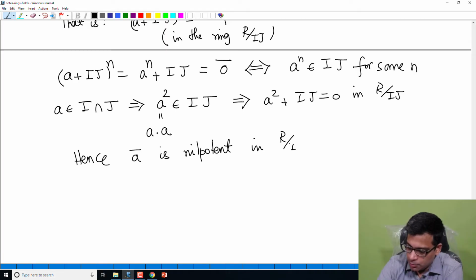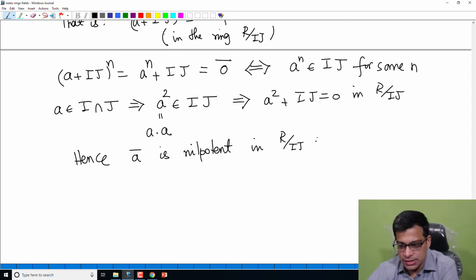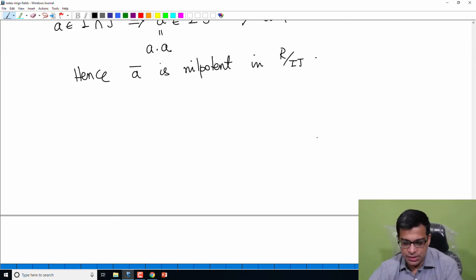So the question was, show that the residue of any element of I intersection J is nilpotent in R mod IJ. We have shown that, in fact, the square of the residue of any element of I intersection J is 0 in R mod IJ. It's not just nilpotent, but the power you need to take is just 2.